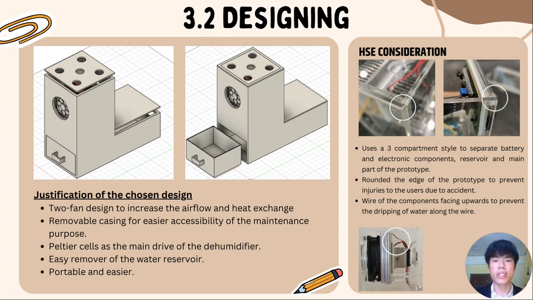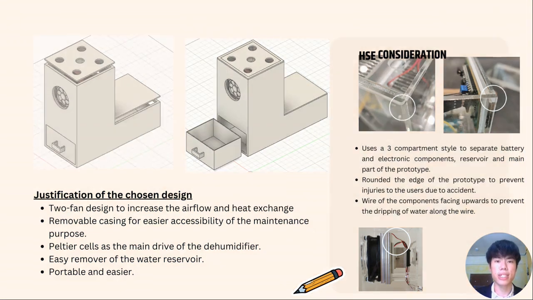Some HSE considerations of the product is that since the battery possesses a hazard of explosion, we use a 3-compartment style to separate the battery and electronic compartments from the reservoir and the main part of the prototype. From the photo shown below, the wire of the components and the main compartment is facing upwards to prevent the dripping of water along the wire, thus causing a short circuit. Besides, we also routed the edge of the casing to prevent injuries from using it due to an accident.